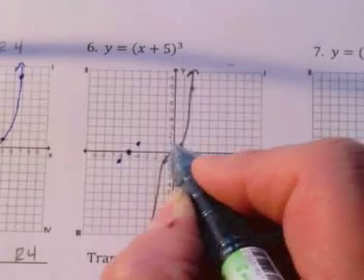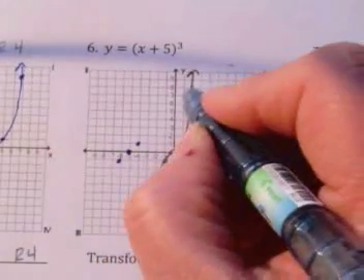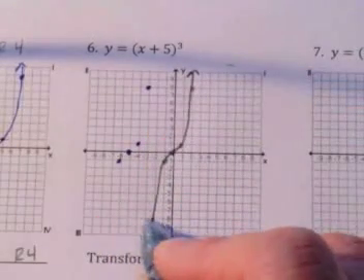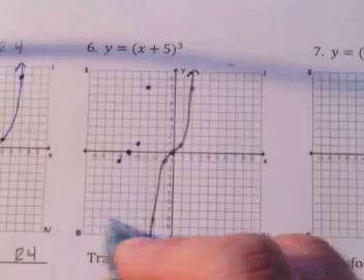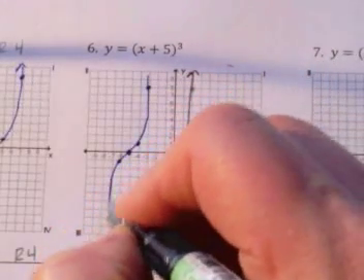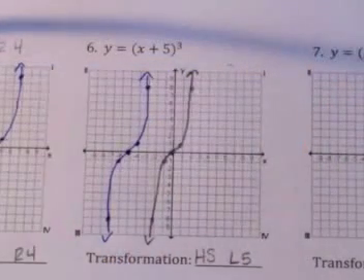And all I'm doing is just going 1, 2, 3, 4, 5 units to the left for each point. And here is the cubic function shifted to the left.